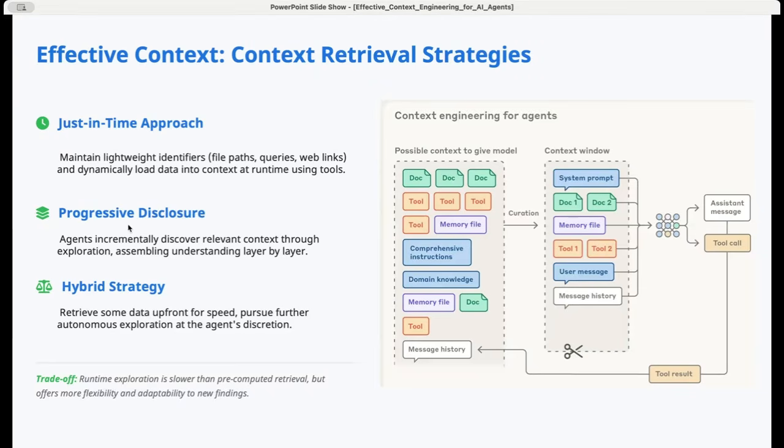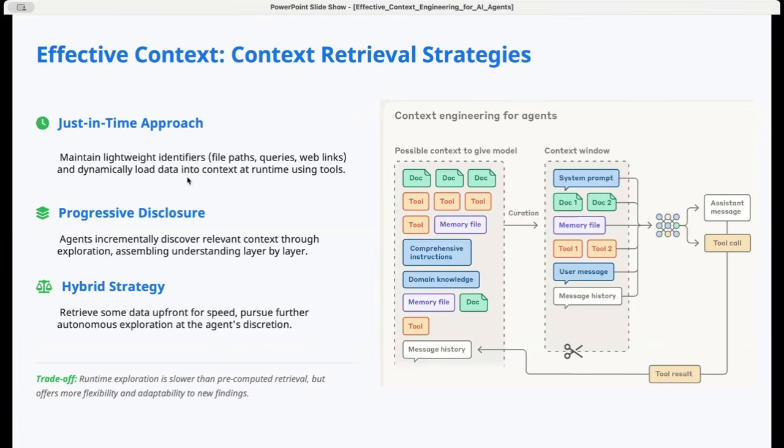Or it can also be a progressive disclosure. So just incrementally, do it in an incremental way, right? Do not try to put everything into the context window, but do it layer by layer so that the LLM can also assemble its understanding layer by layer. We are also going to show some examples next.